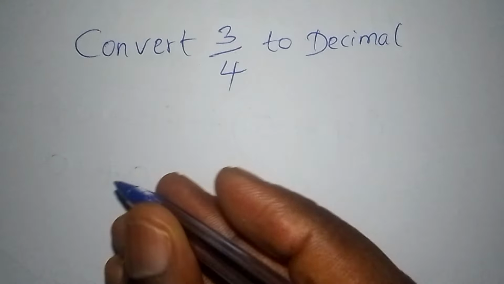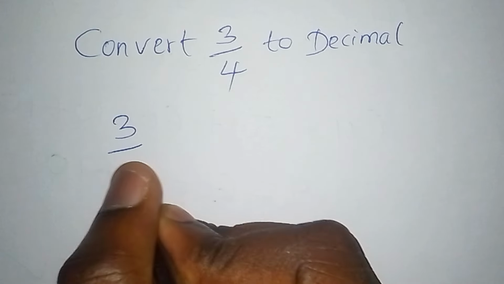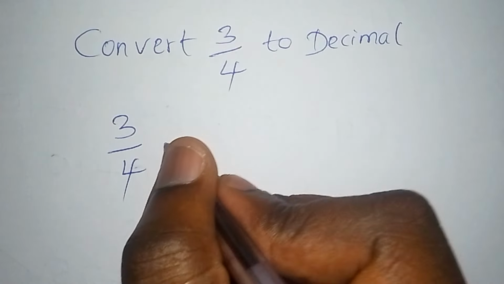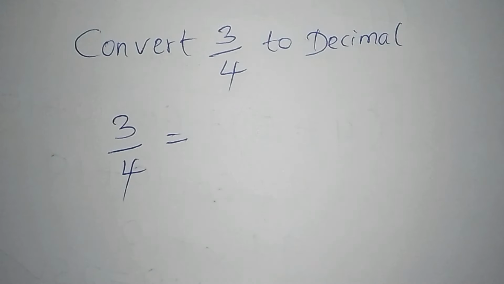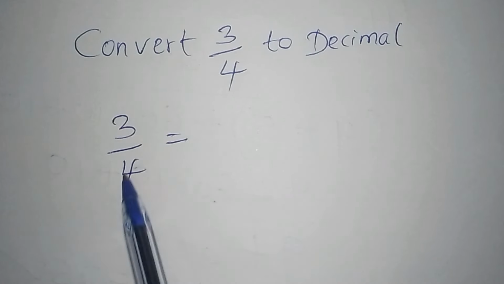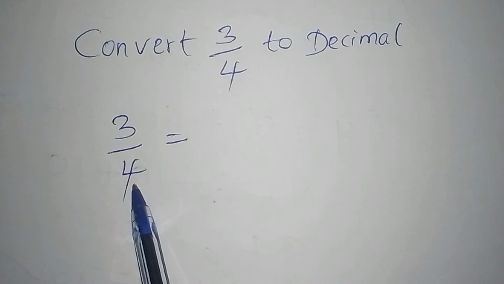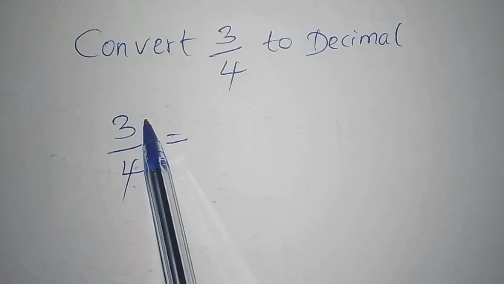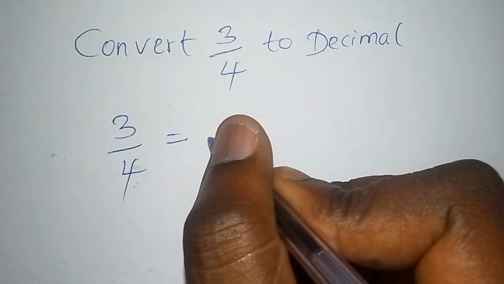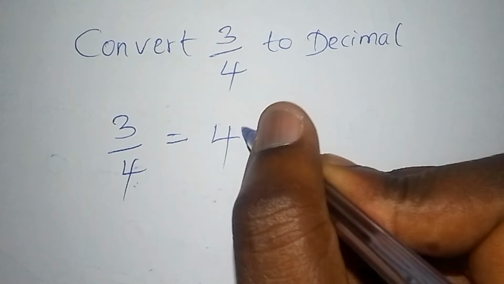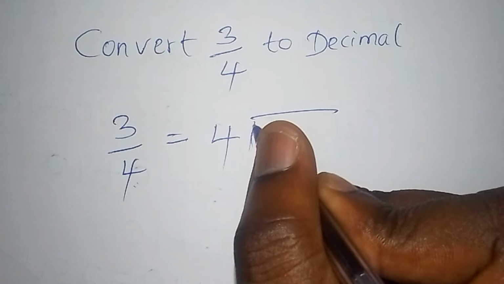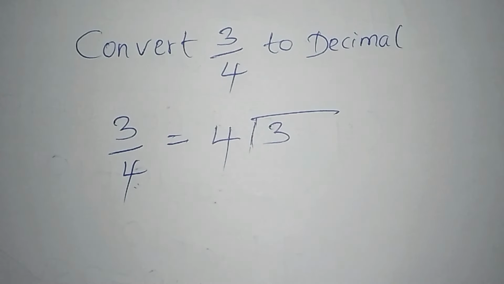Now, here we are told to convert 3/4, which is a fraction, to a decimal. So how do we convert it into a decimal? Now we shall check between the upper number, which is the numerator, and the lower number, which is the denominator. So 3 is the numerator, 4 is the denominator. So we are going to pick the denominator, that is 4, then we divide by the one that is up there, that is 3. So that is how we are going to work it out.